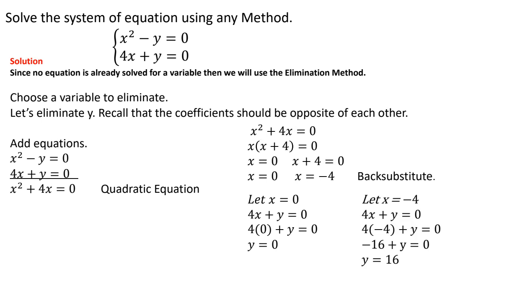Now let me use back substitution again for the negative 4. Again, back to my linear equation: 4 times negative 4 plus y equals 0. 4 times the negative 4 gives me a negative 16. Add 16 on both sides, so this tells me that y equals 16. So for my solution set, I have two answers: at 0, 0 and at negative 4, 16. And again, what this means is that my line is crossing my parabola at two places, and these are the two places where my graph is crossing and giving me my solution. Okay.